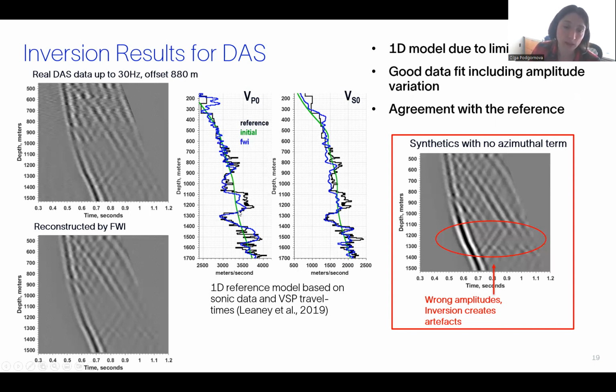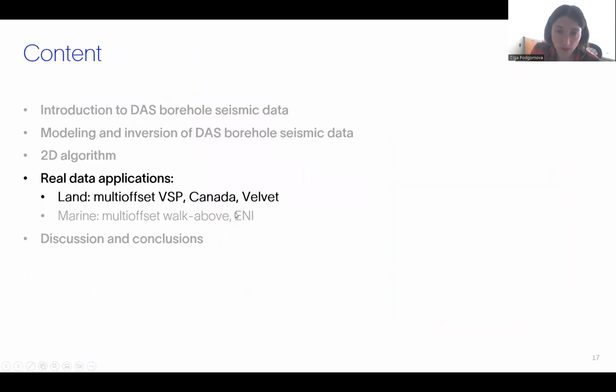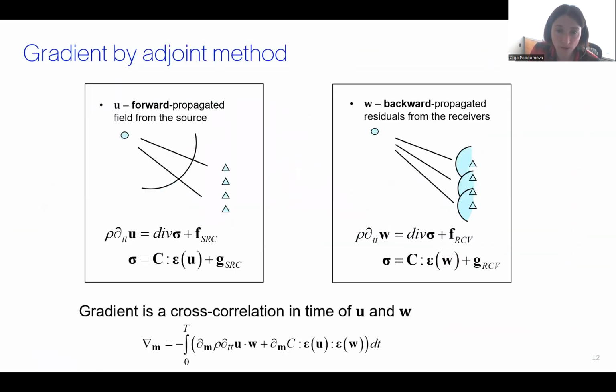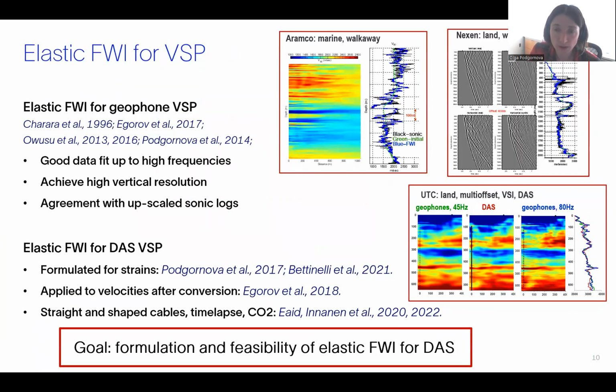This is a valid question. What I can tell you is that when we go to higher frequencies, for example here, there is also a comparison with sonic. This is higher frequencies and this is geophones. The correspondence with sonic, this is shear, is quite good. But this is high frequencies, more than twice what we have in this fiber example.